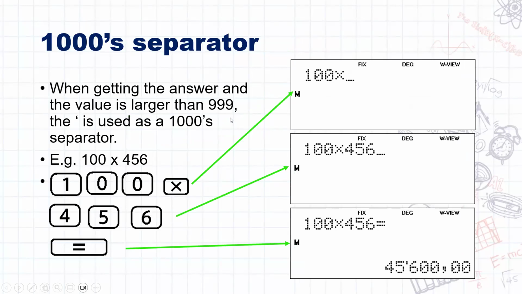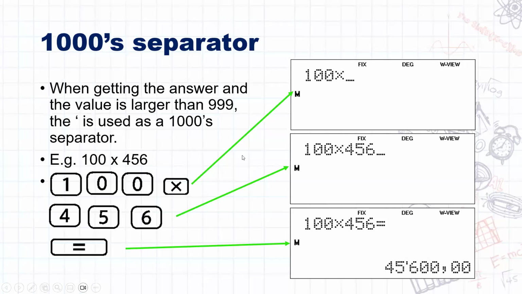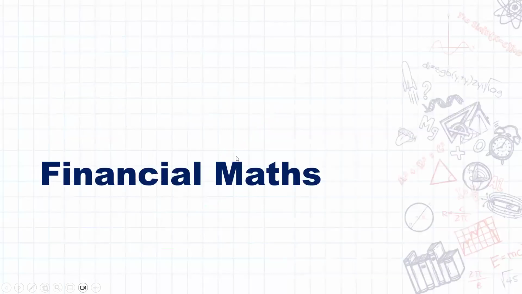The other really nice thing that Sharp does differently is the thousand separator. And so whenever you see an answer, I'm just going to show it here on the screen, you can see that it is separated by a comma. So 45,600. So it makes reading the numbers a lot easier. And I find, particularly with learners who struggle with big numbers, this is a big, big help to show them how to read the numbers and what the actual value of the number is.